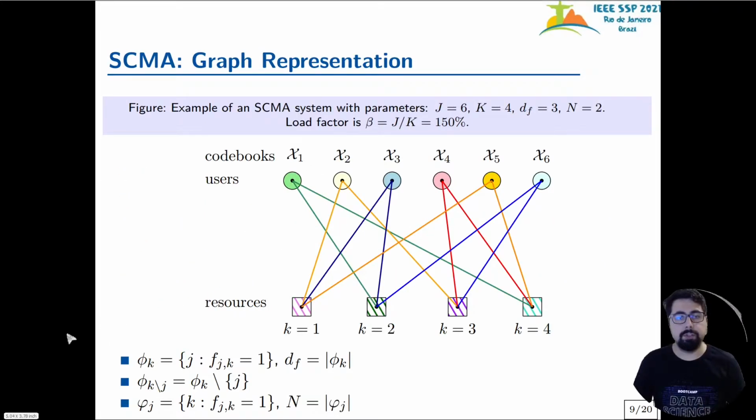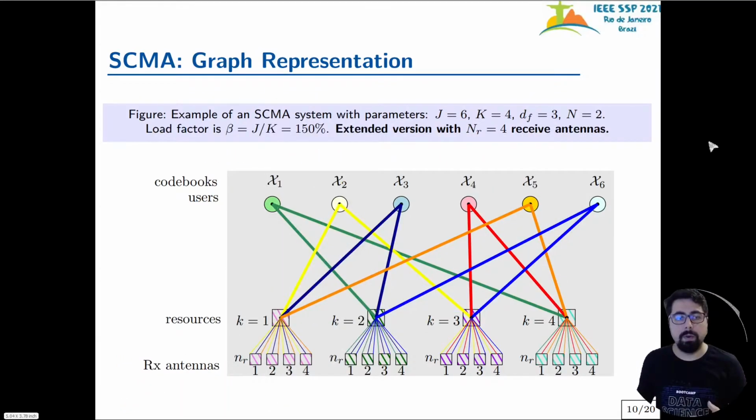This illustration shows the graph representation of the resource allocation matrix. Multi-user detection is generally done exploiting algorithms over this graph. Message passing algorithm is the basic framework for detection. However, when NR receive antennas are considered, each function node is actually extended with different fading gains.